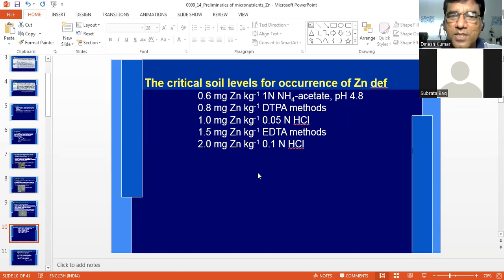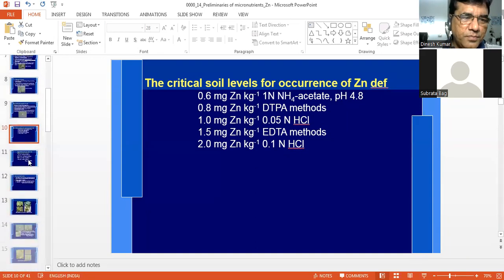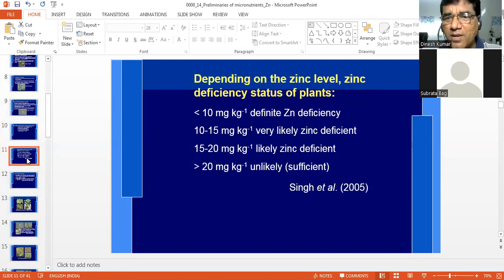So through this table or slide, you can learn 2 things. One is what extractants can be used to extract zinc from the soil: ammonium acetate, DTPA, hydrochloric acid, and EDTA. Second is their critical concentration, 0.6, 0.8, 1, and so on. Now in plant, normally, as I have told you, less than 20 ppm, 20 milligram, is the critical level. Those were general values.